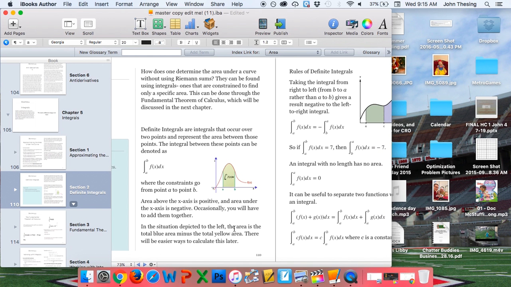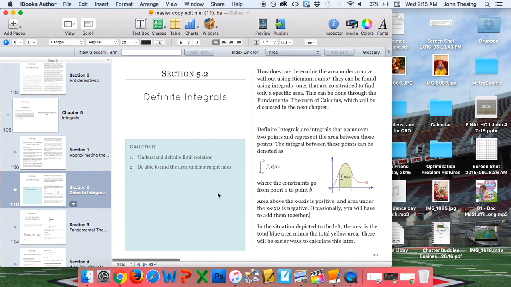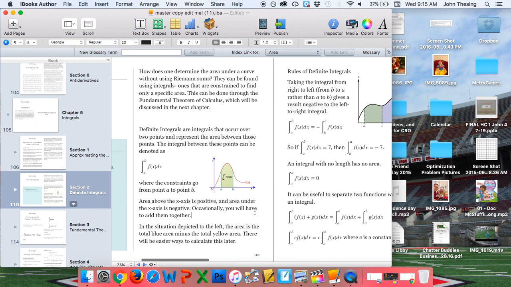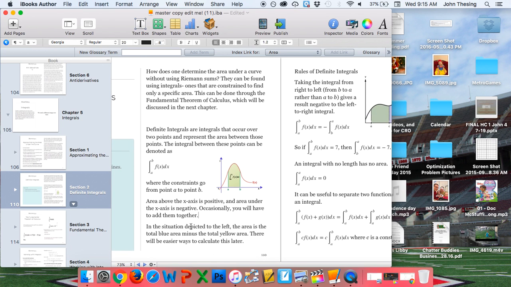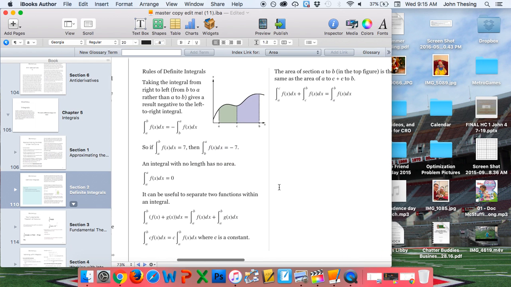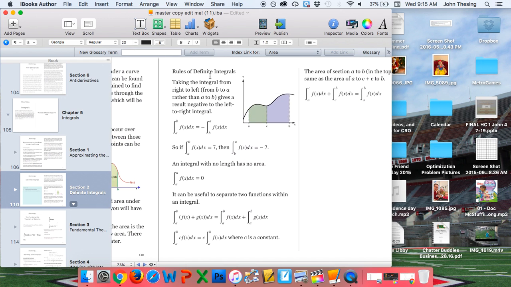In the situation depicted to the left, there's no situation over here. I took it out and forgot to take out the paragraph. The area is the total blue area minus the total yellow area. So either change this or remove it. There will be easy ways to calculate this later, rules of definite integrals. If this is a section title, I would put it in bold.